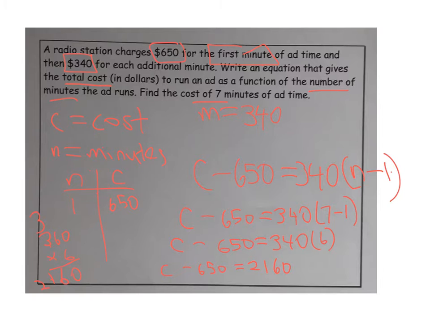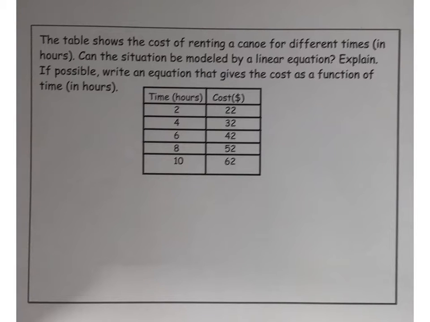And then I would add 650 to both sides, and I'll be left with c is equal to $2,810. So that would be the cost of 7 minutes of add time. And that seems like a reasonable answer. Yeah, that's a complicated word problem, but it's a way of using point slope form to figure something out like that.